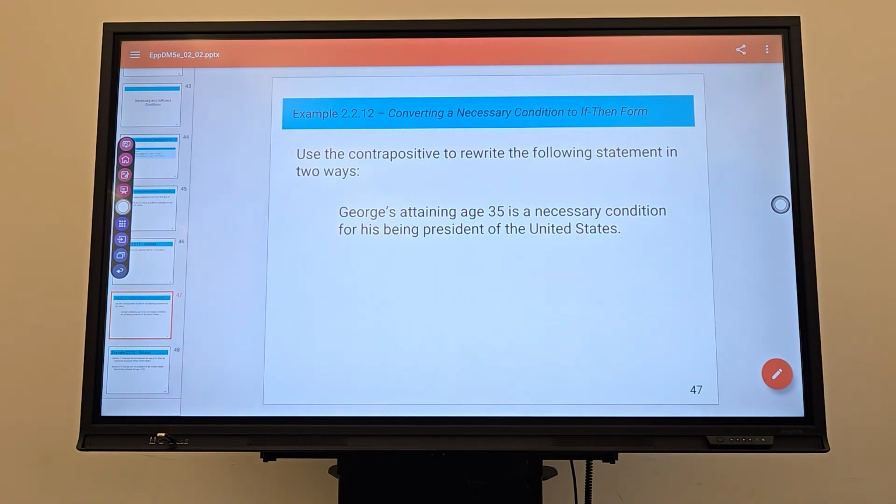Use the contrapositive to rewrite the following statement. George's attaining age 35 is a necessary condition for his being president of the United States. Contrapositive: invert and reverse. Well, if George is not age 35, then he is unable to become president of the United States.